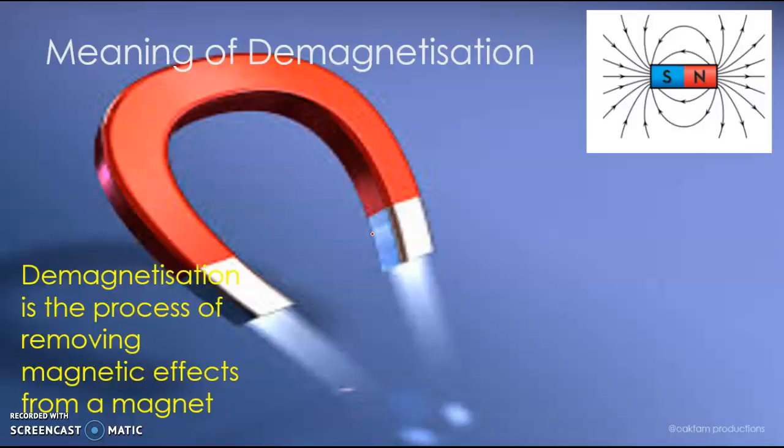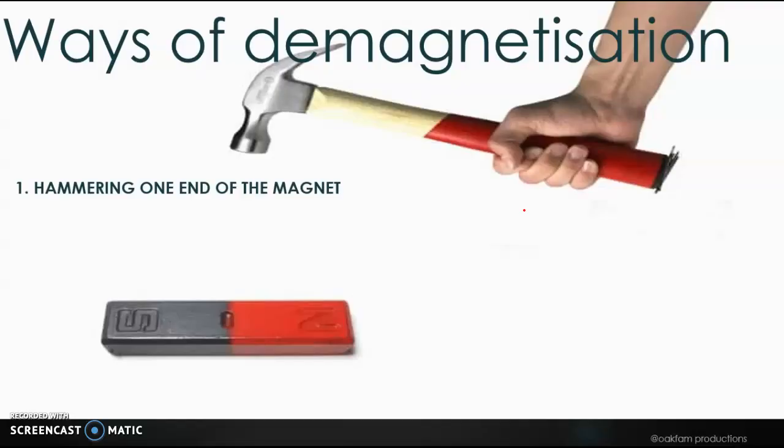All right, what is demagnetization? Demagnetization is a process of removing magnetic effects from a magnet, which means the magnet loses its magnetism. Like this one you can see here, if this magnet is demagnetized, these magnetic lines will no longer be there. They will be removed automatically. So it will simply become an ordinary piece of iron.